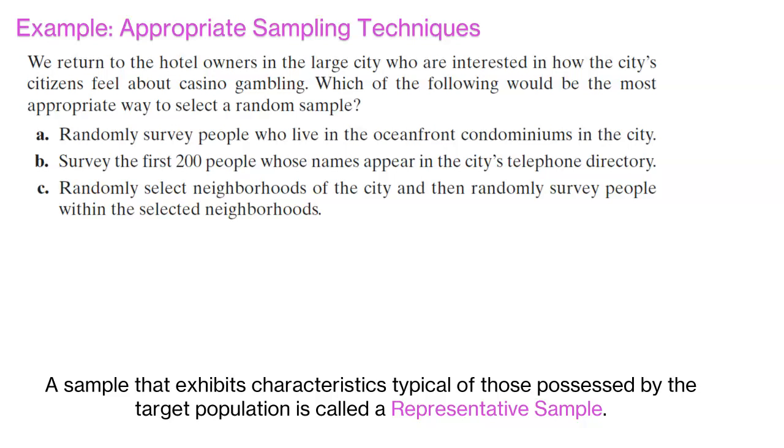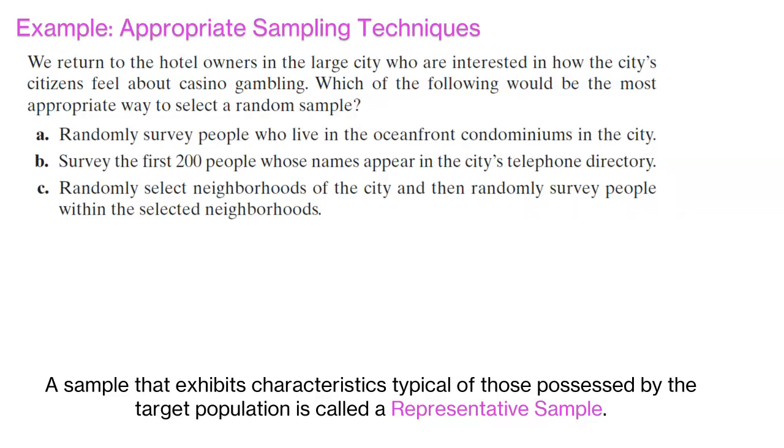Randomly select a neighborhood of the city and then randomly survey people within those selected neighborhoods. Yeah. Everyone has an equal chance. Pick 3 random neighborhoods, 6 random streets in each of those neighborhoods, and then 5 random houses on those streets. Survey all those people. Everyone has an equal opportunity to give their input about casino gambling. Maybe they're trying to add another casino and the people don't want one, or they do want one. I don't know. Bring money to the city, cause more crime. Could go either way.